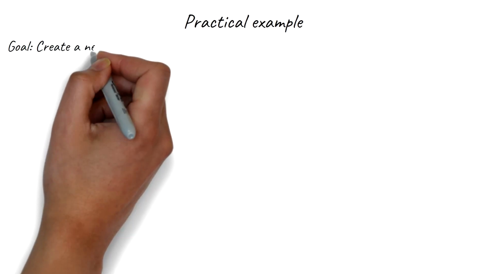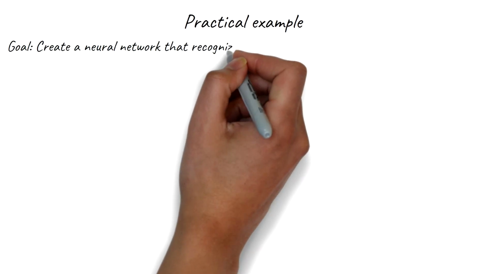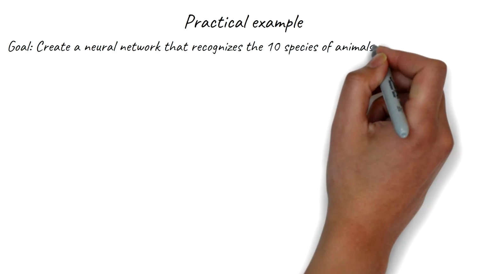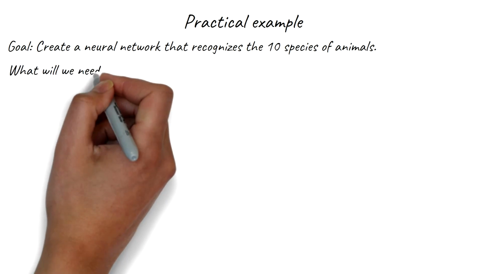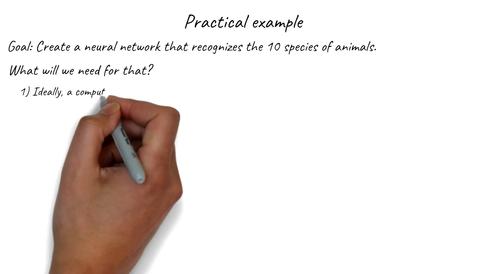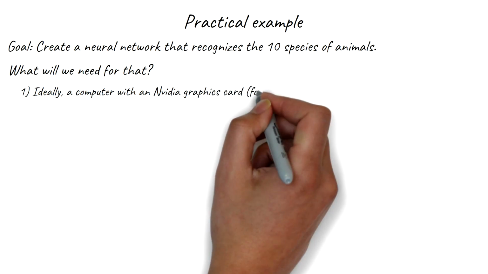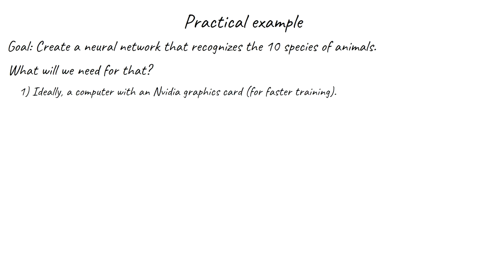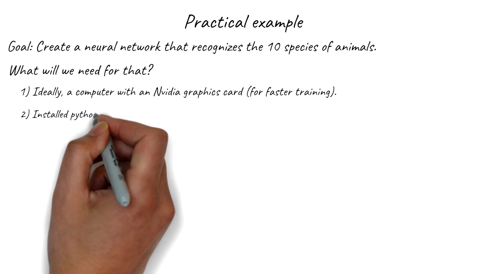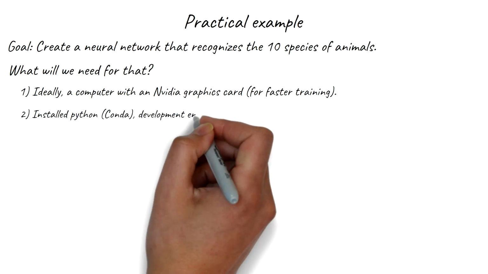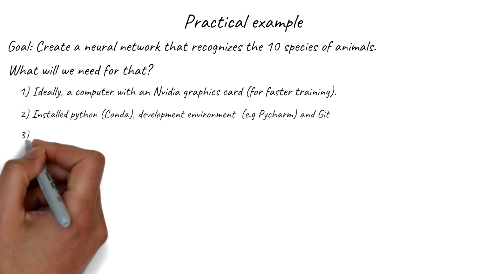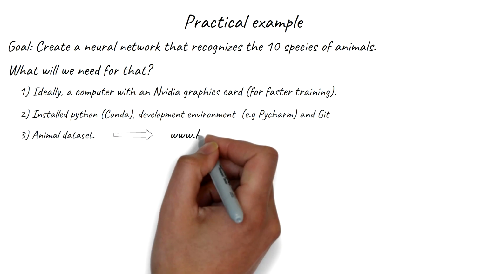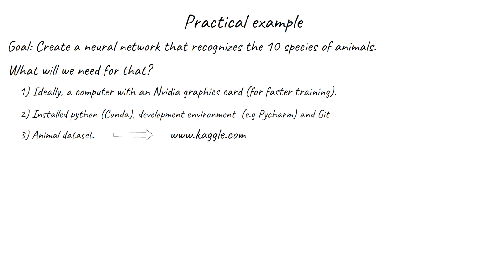The goal will be to create a neural network that recognizes the 10 species of animal that we mentioned in the theoretical part. What will we need for that? Ideally, a computer with an NVIDIA graphics card for faster network training. Installed Python, ideally using conda, development environments such as PyCharm and Git. You can also download the animal dataset from kaggle.com. All the necessary links can be found in the video description below.